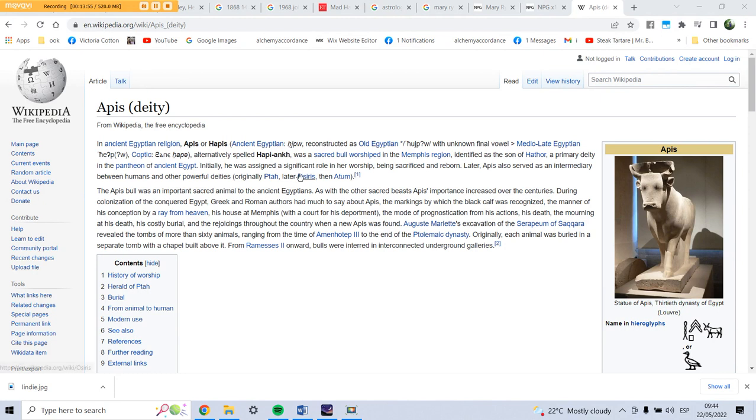So Appy is an important sacred animal to the ancient Egyptians, as were the other sacred beasts. Appy's importance increased over the centuries. During colonization of the conquered Egypt, Greek and Roman authors had much to say about Appy, the markings by which the black calf, the dark side of the moon, was recognized, the manner of his conception by a ray from heaven, his house at Memphis with a court for his deportment, the mode of prognostication from his actions, his death, the mourning at his death, his costly burial, and the rejoicings throughout the country when a new Apis was found.